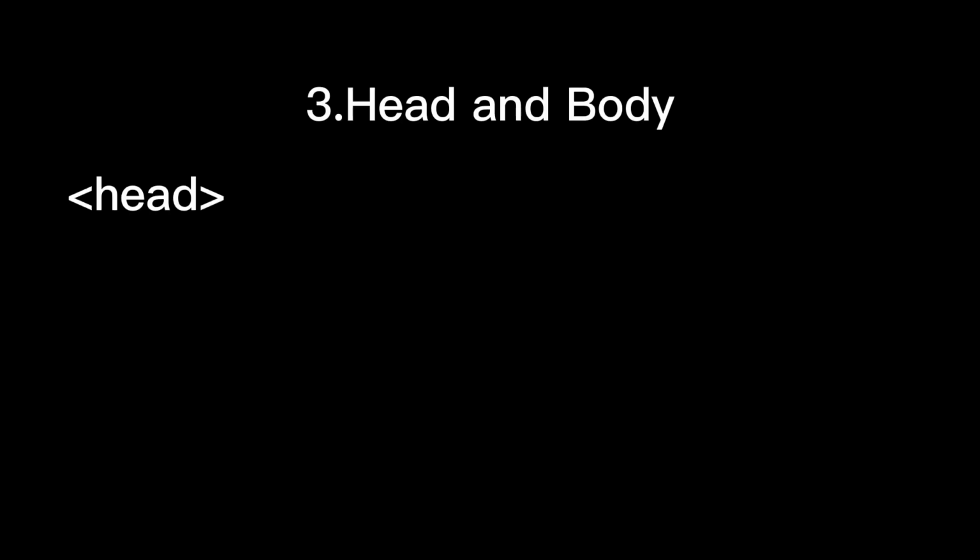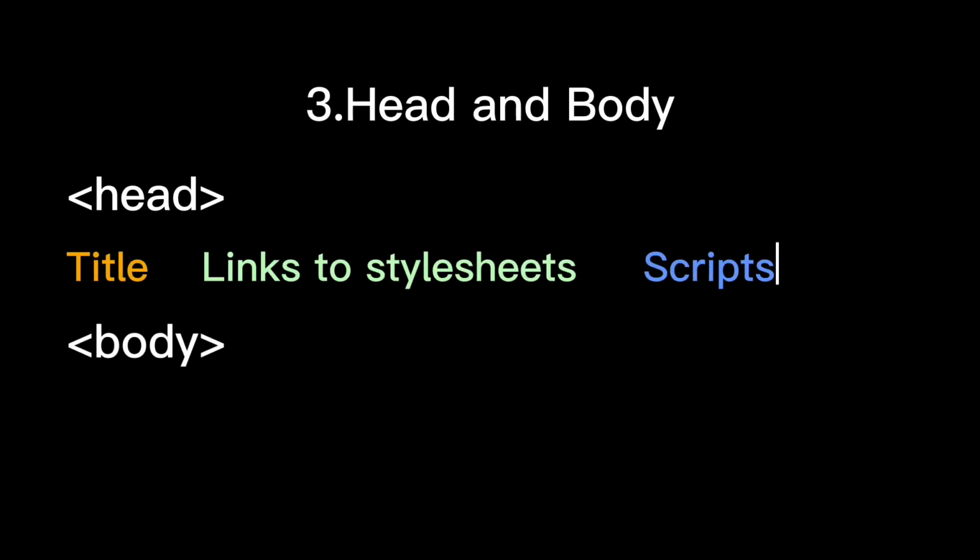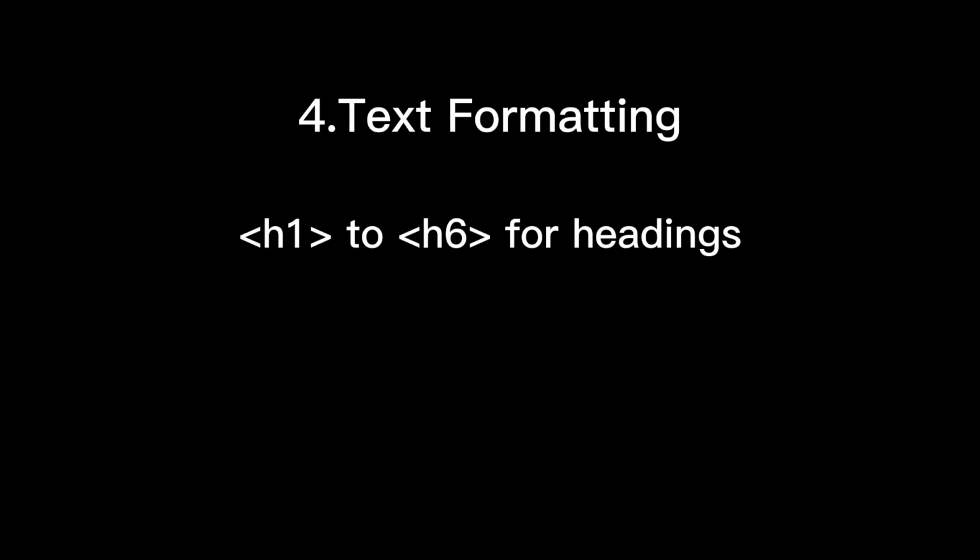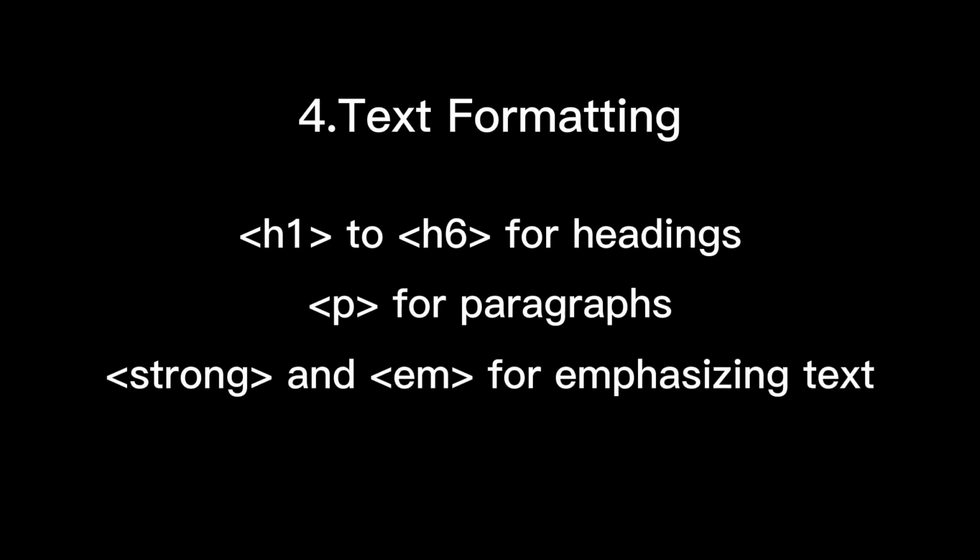Head and body. The head section contains metadata about the document, such as the title, links to style sheets, and scripts. The body section contains the visible content that users see in their web browser. Text formatting. HTML allows you to format text using tags like H1 to H6 for headings, P for paragraphs, strong and em for emphasizing text, br for line breaks, and more.